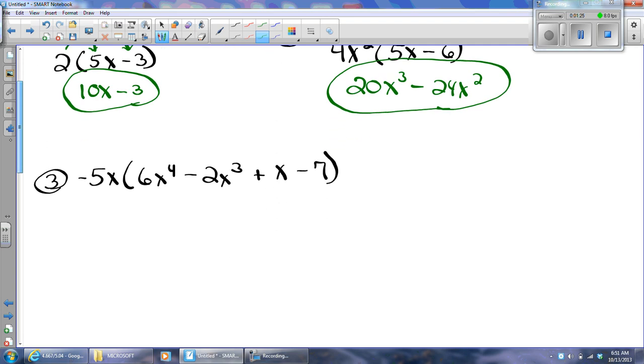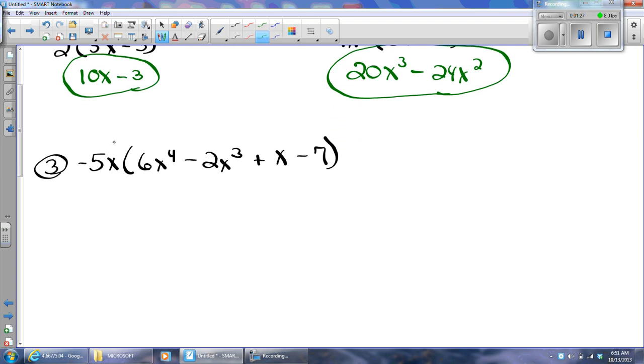All right. Now we're going to distribute a negative 5x. So we're going to multiply here. We're going to multiply here. We're going to multiply here. And we're going to multiply here. Now, some of you like to draw the arrows, then you don't distribute. It doesn't make sense. The arrows are to remind you to distribute.